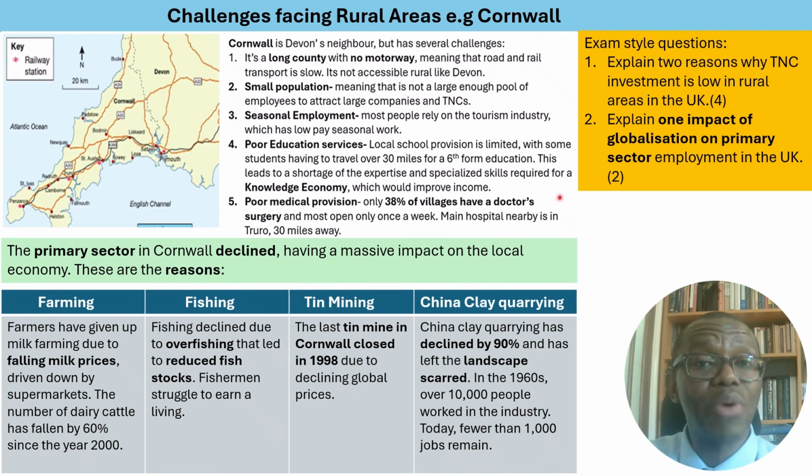Now, those milk prices are normally driven down by supermarkets, and as a result of that, a lot of farmers have given up on farming dairy products and milk. Then the second one we are talking about here is fishing. Fishing has also declined in Cornwall, and of course it's in the primary sector of industry, and it has declined because of overfishing, which then has led to low fish stocks, and a lot of fishermen have also given up the trade, and the industry has declined.